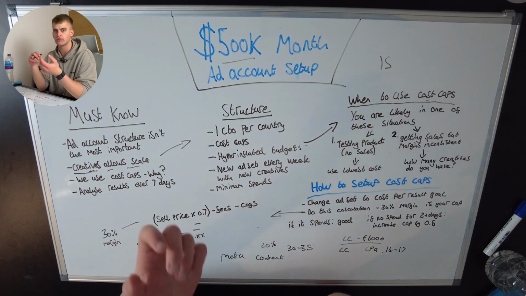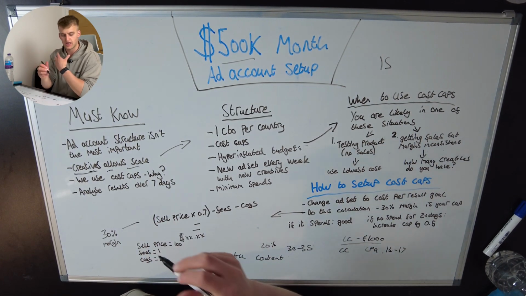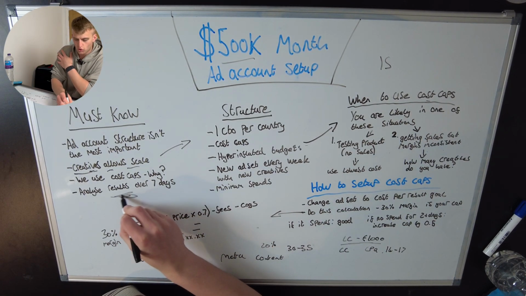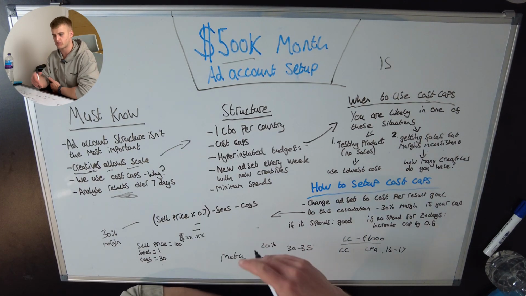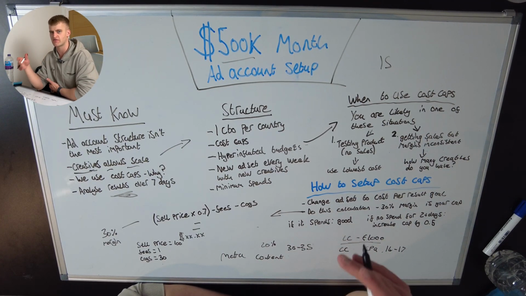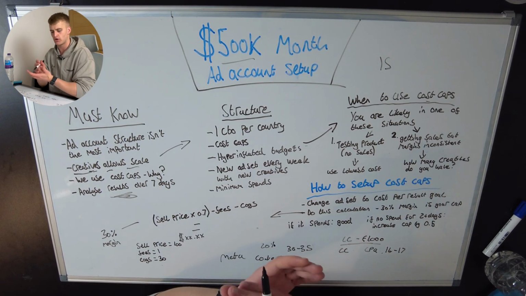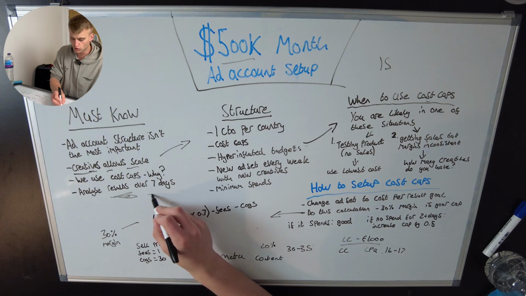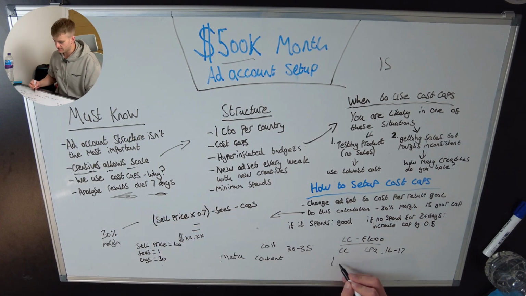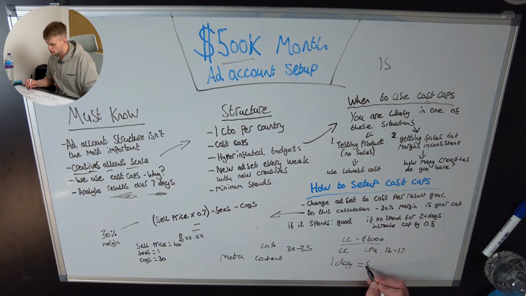Should I make an ABO? Should I make a CBO? Should I change it to Advantage Plus? Analyze your results over 7 days, because on Facebook, the ads are set up on a 7-day click. So they're optimized for people to convert over 7 days. Don't worry about 1 day. 1 day of shit results.